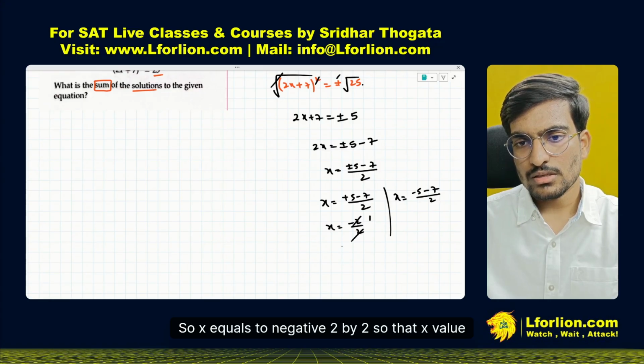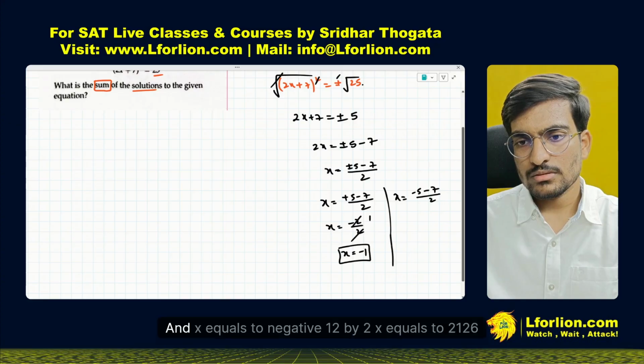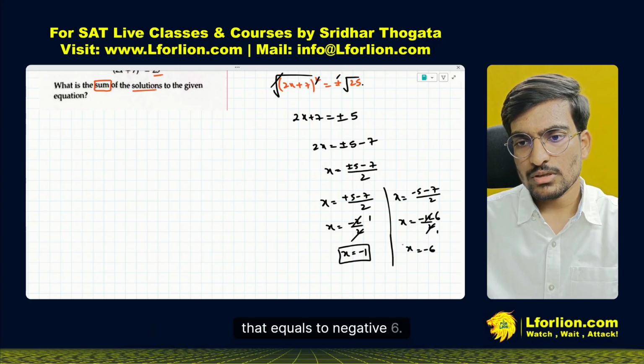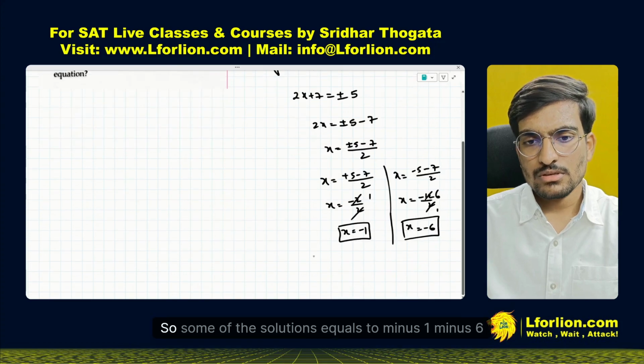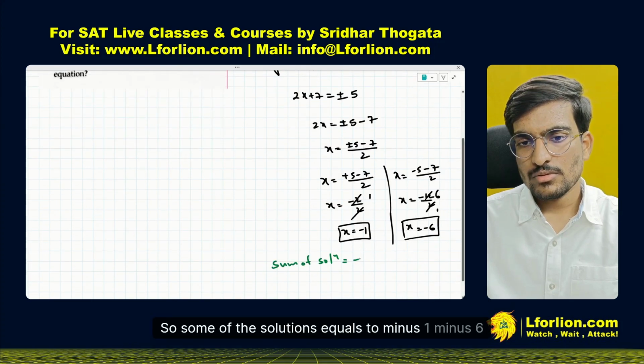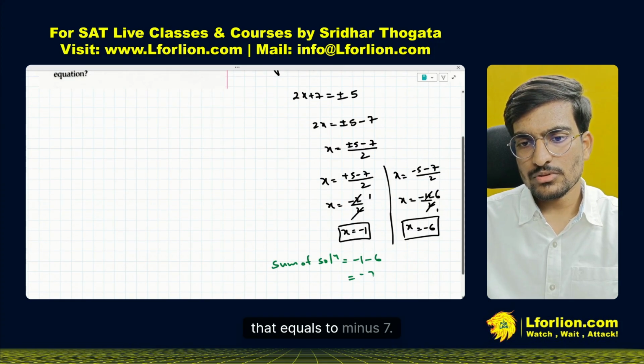So that x value equals negative 1. And x equals negative 12 by 2, x equals negative 6. So now we need to find the sum of the solutions. The sum of the solutions equals minus 1 minus 6, that equals minus 7.